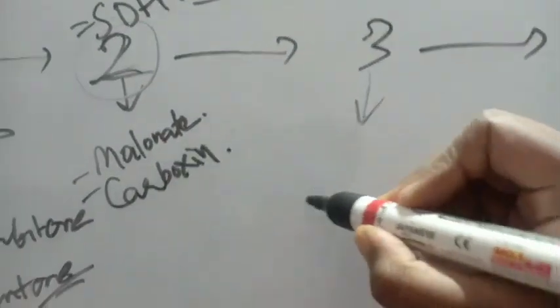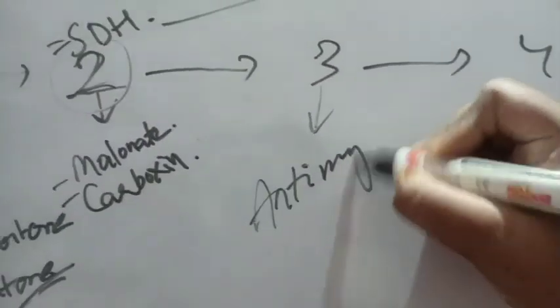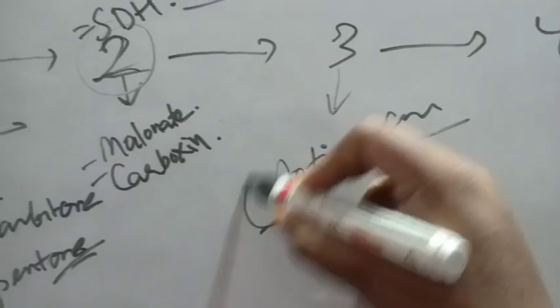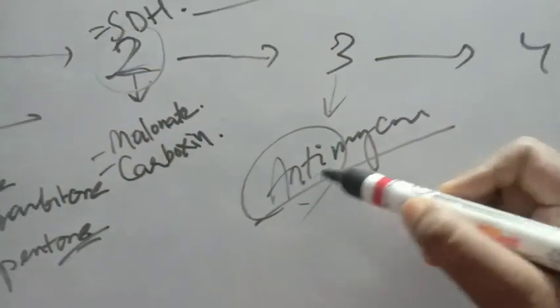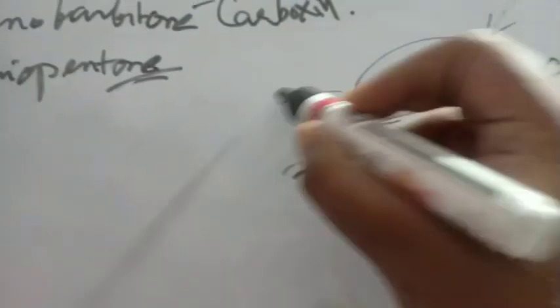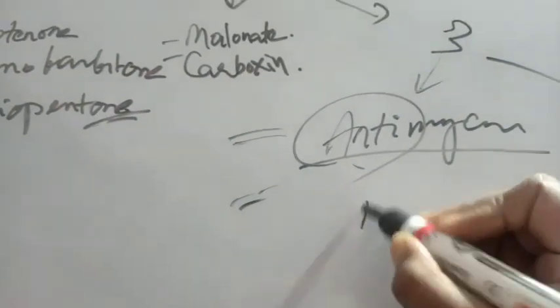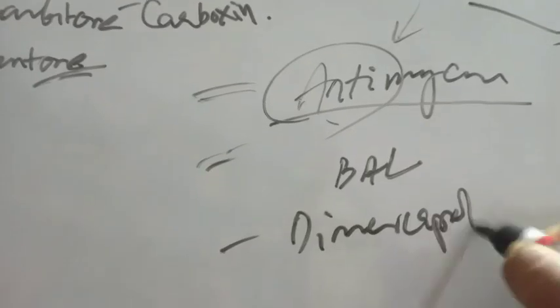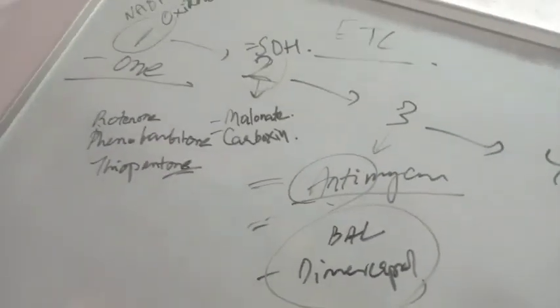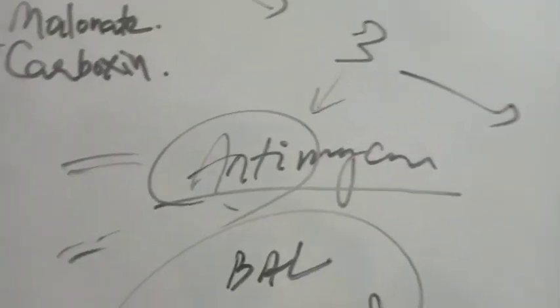The next one is complex 3. How will you remember complex 3? The only question which comes from complex 3 is antimycin, and you will remember it like this: you will remember it as anthromycin. Okay, so this is the question which comes. But just for your common sense, there are some other inhibitors too. You have BAL, dimercaprol. These antidotes for poisoning you have studied in FMT, they are also for complex 3.